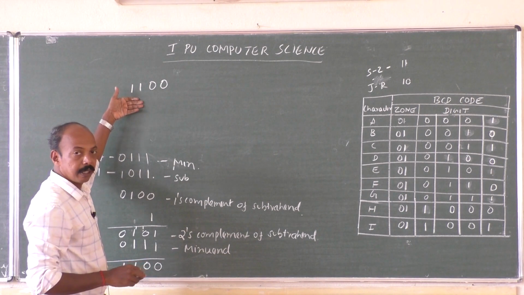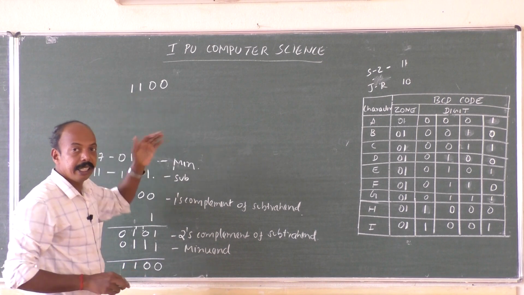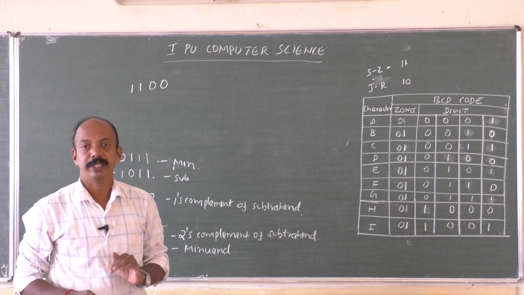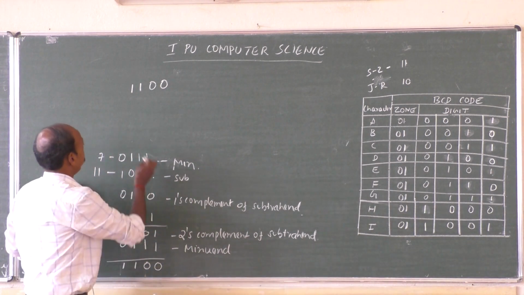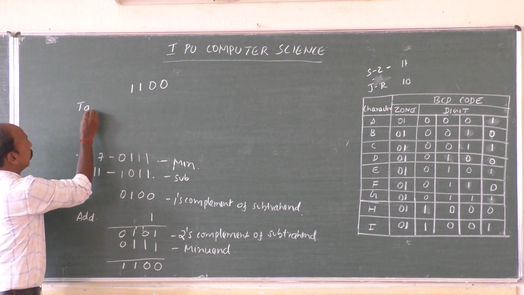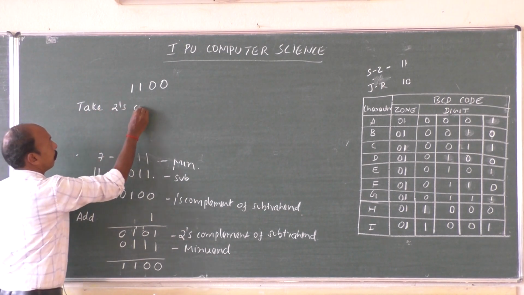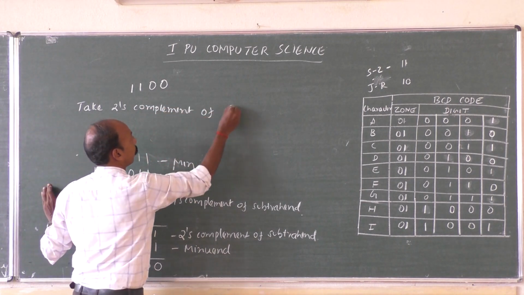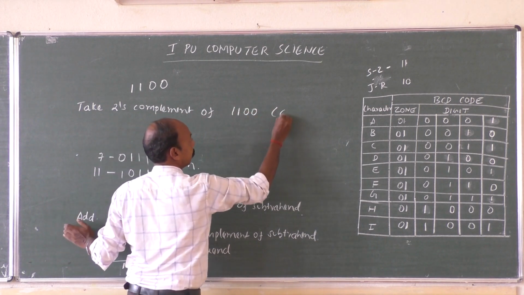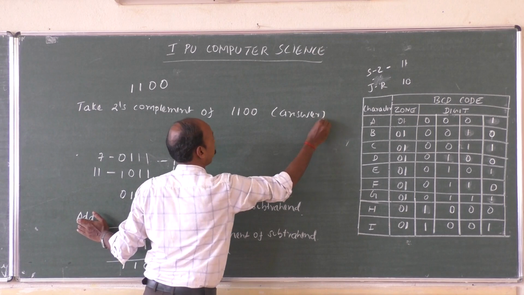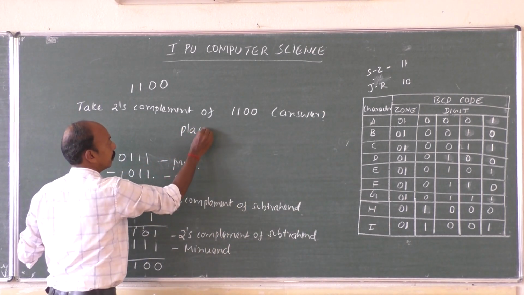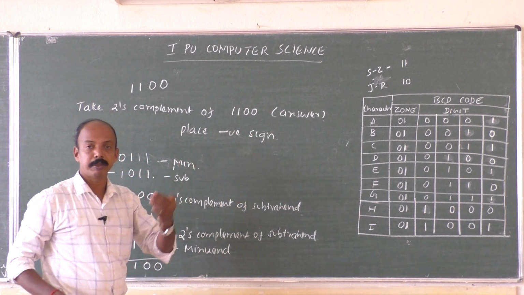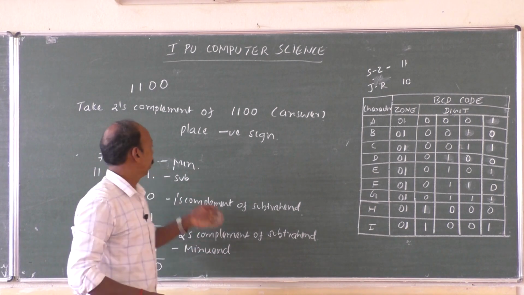What will be the next step? If there is no end around carry, then take 2's complement of the answer and place the negative sign in front of it. Okay, so now what we have to take? We have to take 2's complement of the answer, 1 1 0 0, that is the answer, and place a negative sign, because when we are subtracting a larger number from the smaller number, it will be negative. We shall do that.